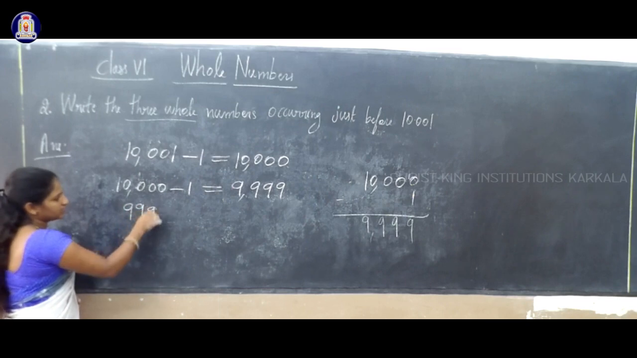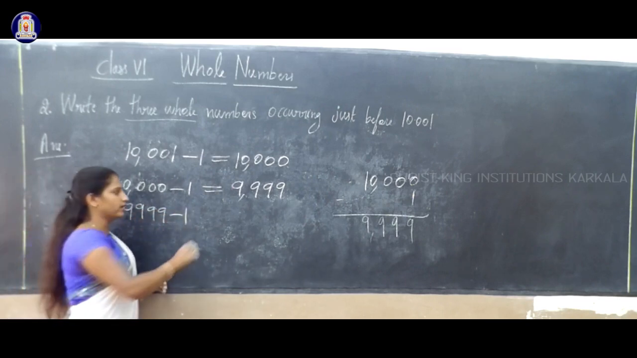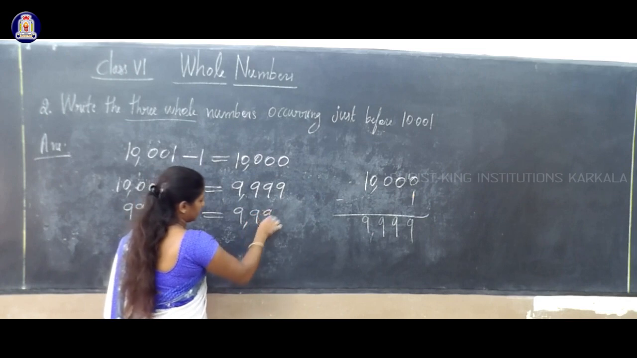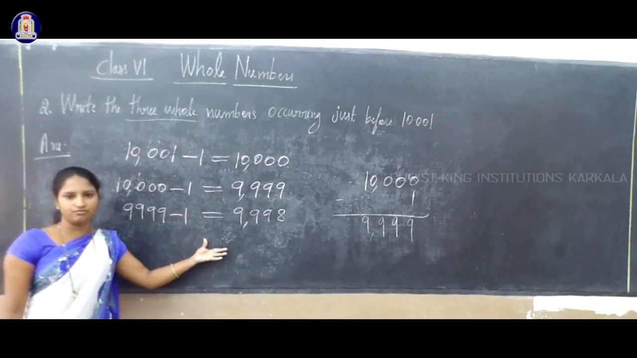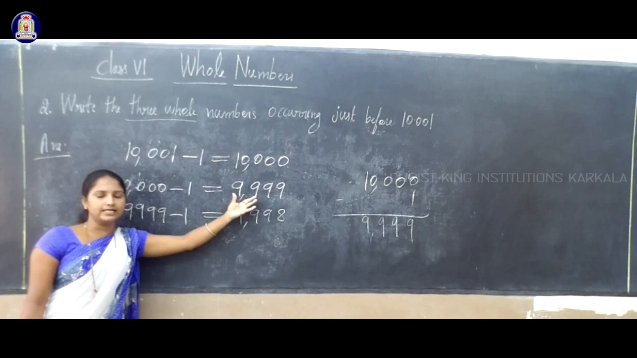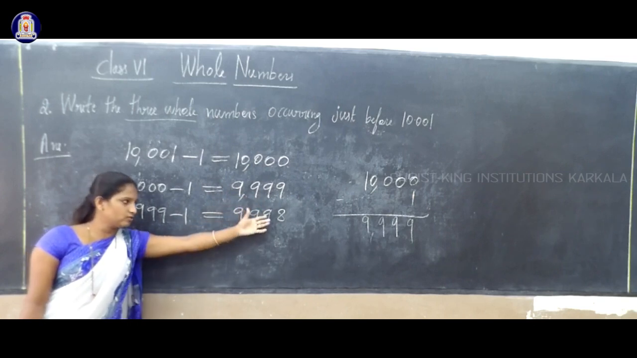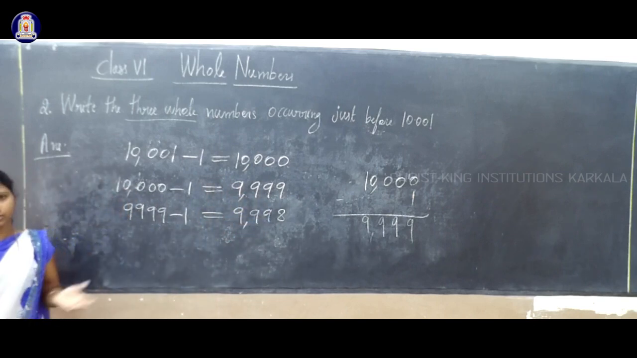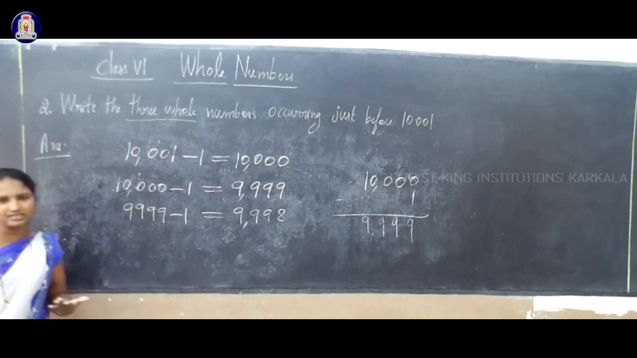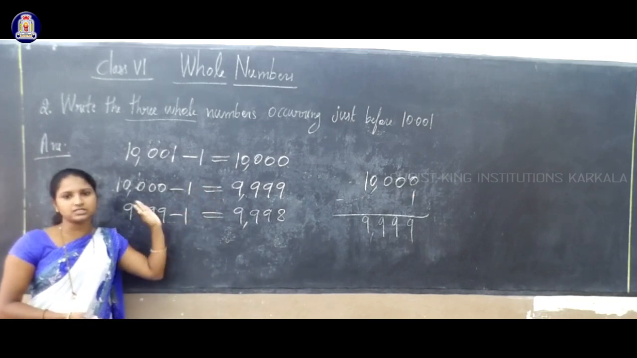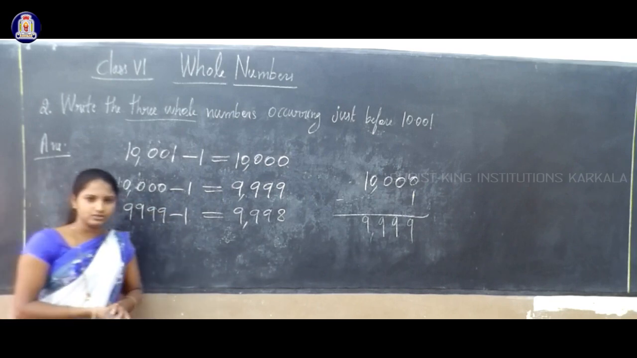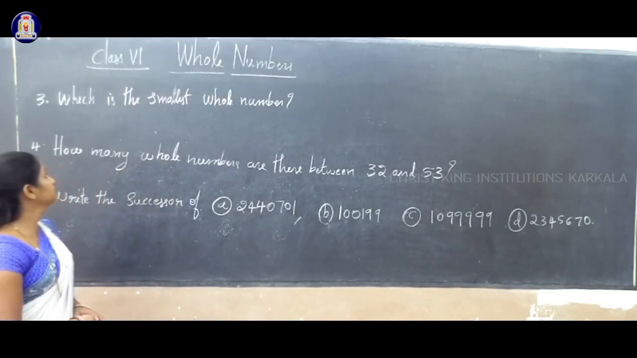Next, one more whole number you have to write. It is 9,999 minus 1, so we get 9,998. Therefore the 3 whole numbers occurring just before 10,001 are 10,000, 9,999 and 9,998. Clear? These 3 are whole numbers, or we can say natural numbers also. In the question it is mentioned whole numbers. So these are the 3 whole numbers occurring just before 10,001. Clear? Okay.